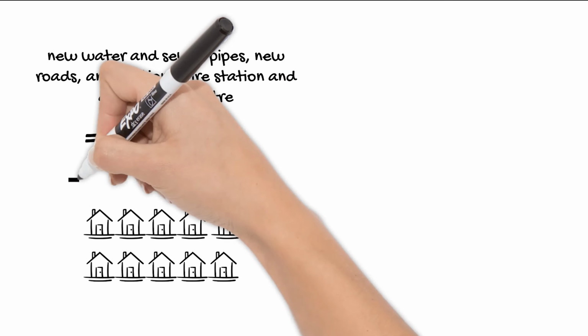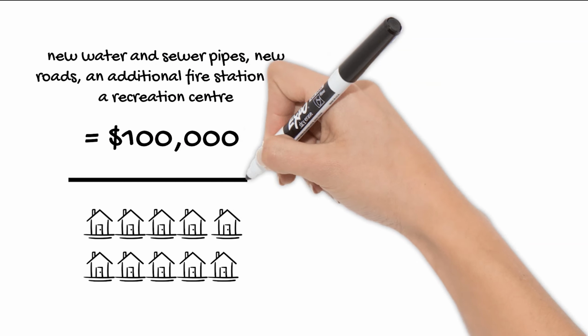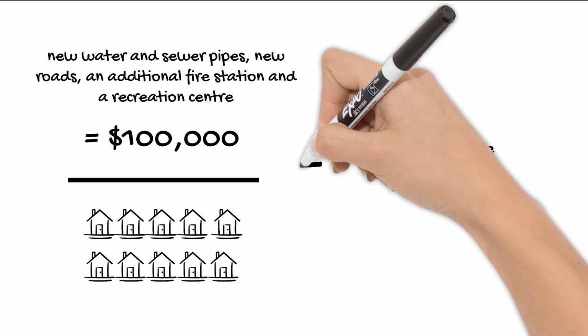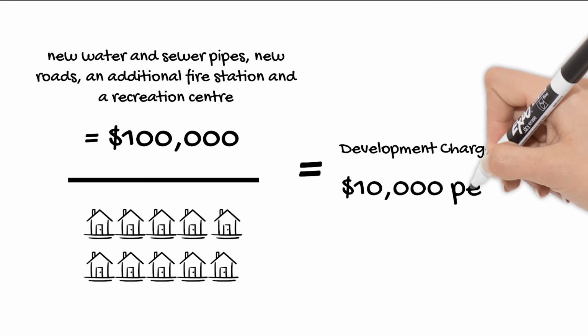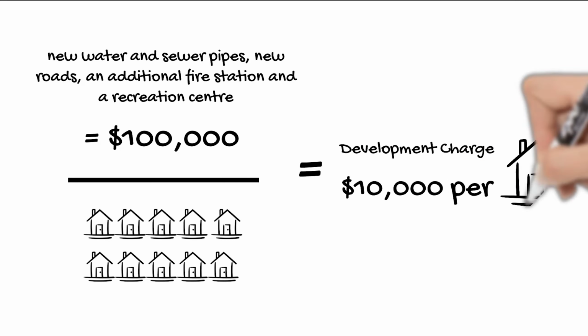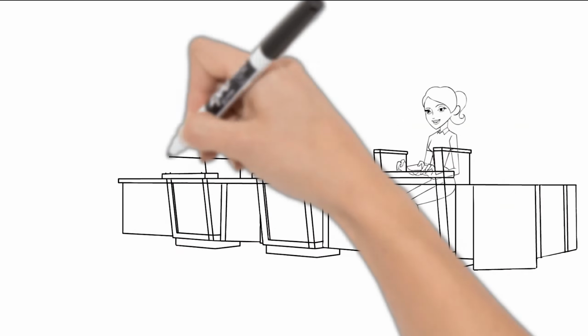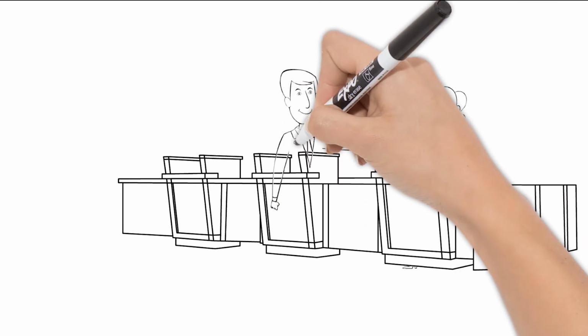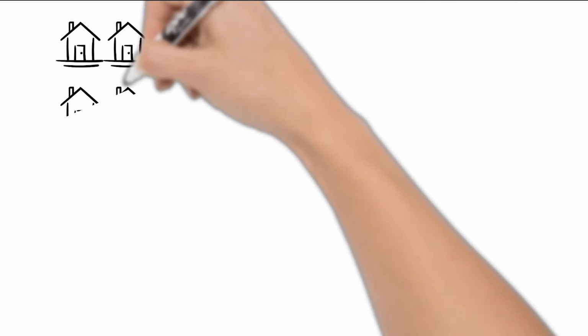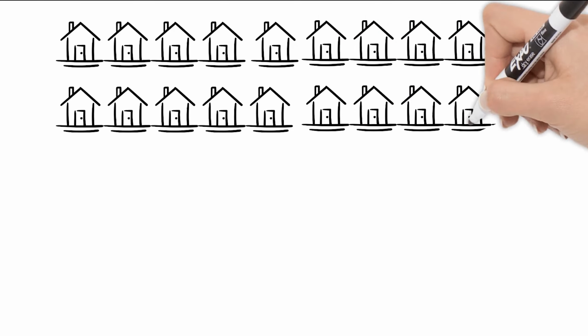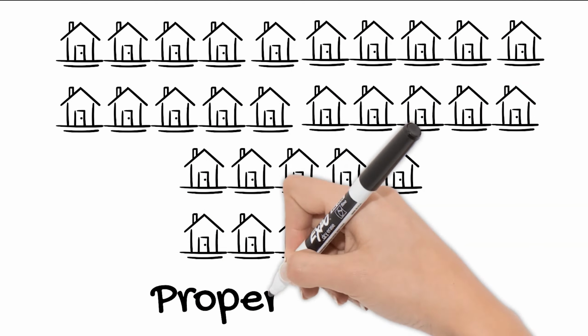To calculate the development charges rate, we would divide the $100,000 by the 10 new homes to arrive at a development charge of $10,000 per unit. In order to receive a building permit, the developer would pay a development charge per unit to cover their share of growth-related costs as a one-time fee. Once built, the operation and upkeep is paid for through property taxes.